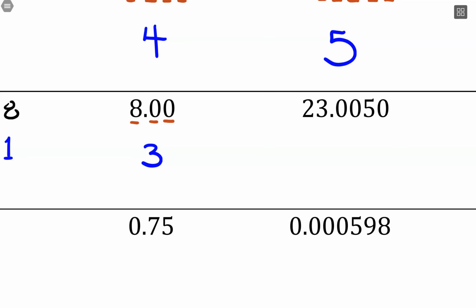And then this 23.0050, so let's go through our rules. We have these numbers that are non-zero, 2, 3, and 5. So those are significant. We have these zeros in here that are sandwiched between 2 non-zero numbers. So those are significant as well. And then with this new rule, this 0 that's at the end here, because it's to the right of a decimal place, that's significant as well. So this number right here has 6 significant figures.